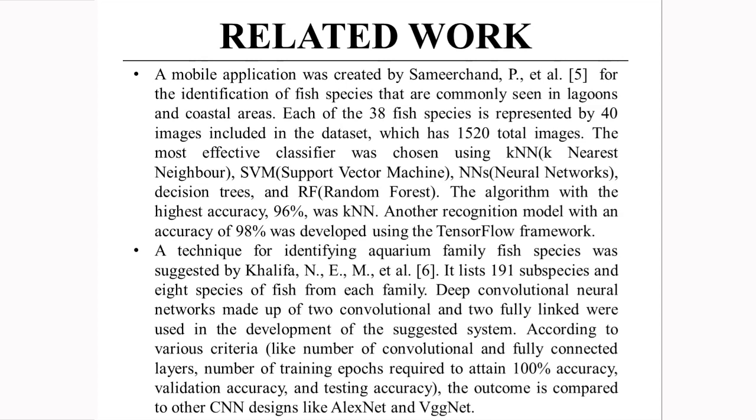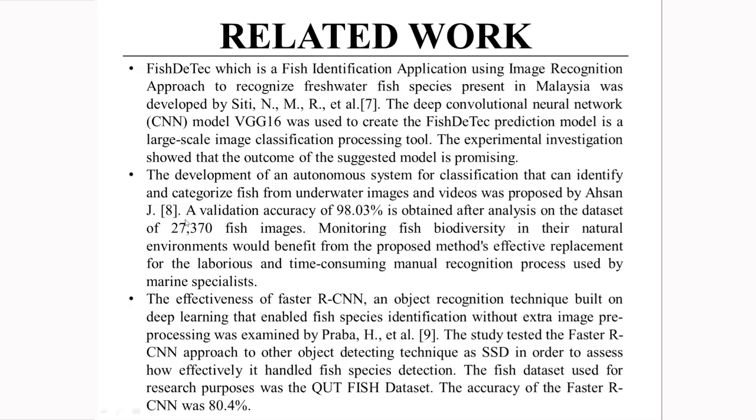A technique for identifying aquarium family fish species was suggested by Khalifa NEM et al. It lists 191 subspecies and 8 species of fish from each family. Deep convolutional neural networks made up of 2 convolutional and 2 fully connected layers were used in the development of the suggested system. And the outcome is compared to CNN designs like AlexNet and VGGNet. Fish Detect is a fish identification application which is used to recognize freshwater fish species present in Malaysia and which was developed by City NMR et al. The experimental investigation showed the outcome of the suggested model is promising.